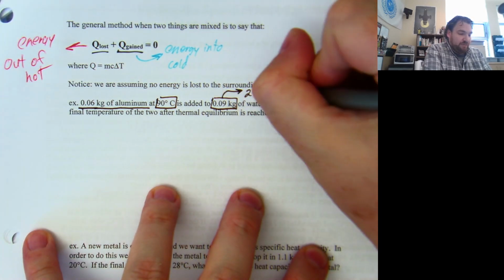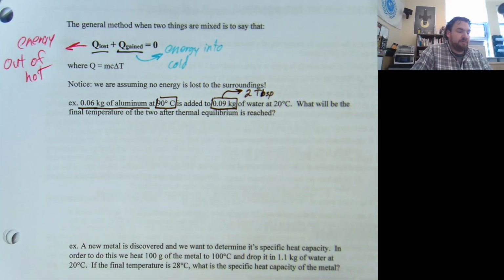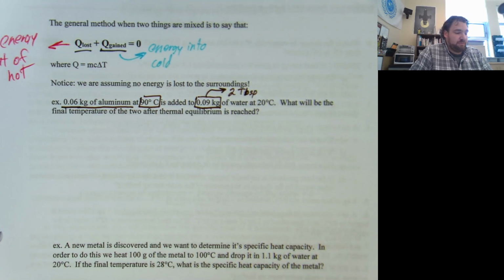Just to give you, not TSP, tablespoons. 0.09 kilograms of water is 2 tablespoons of water. What will be the final temperature of the two after thermal equilibrium has been reached?